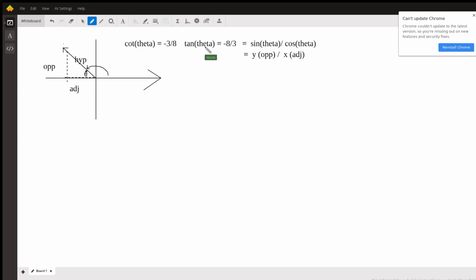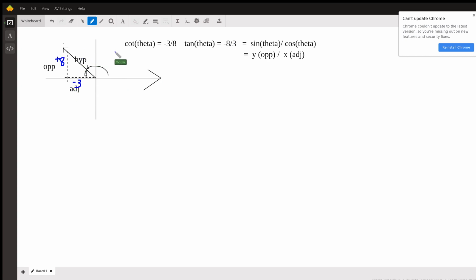So tangent has y on top. Now, y here is positive. So this is +8. And the negative goes with the 3 because it's to the left. So this is the -3.